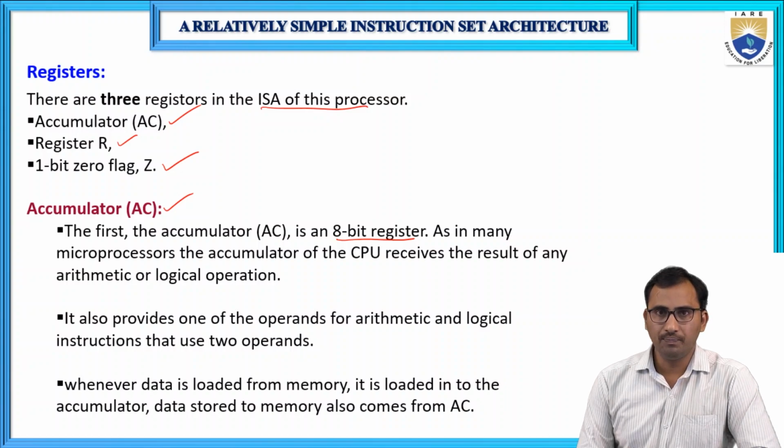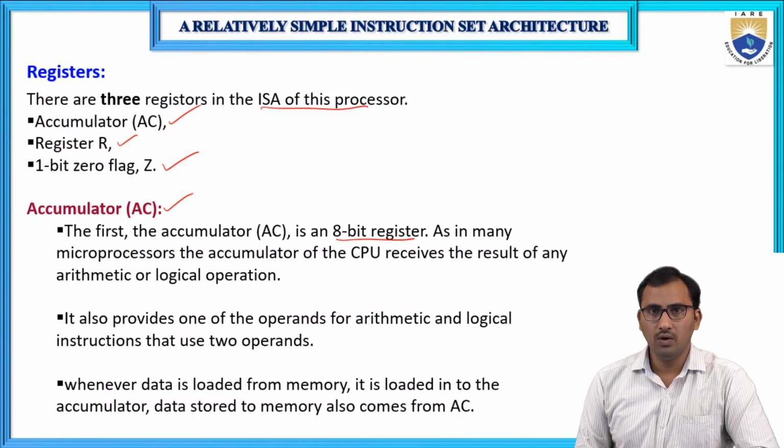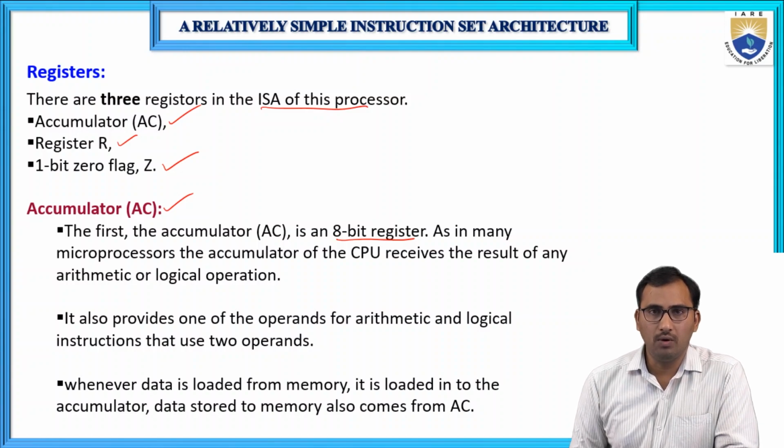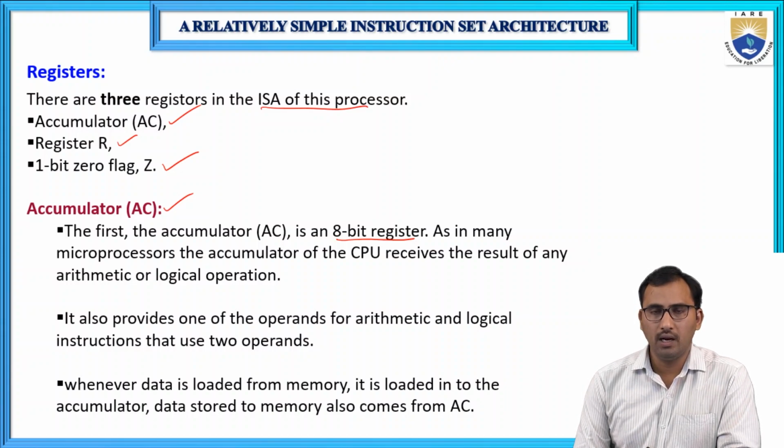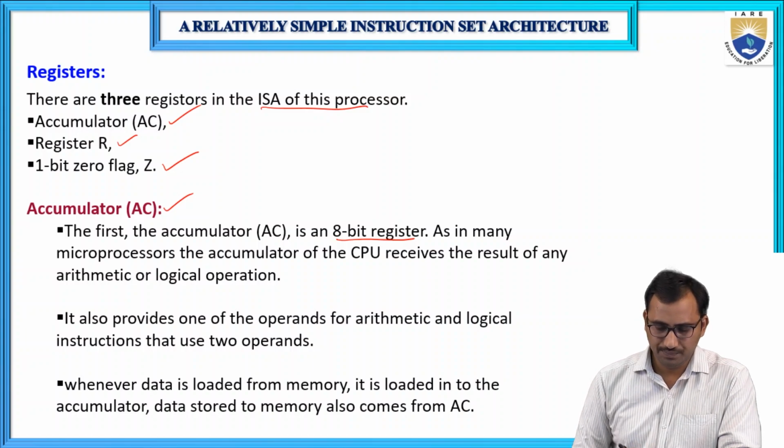So especially, the accumulator can act as a default register to store the results when you perform any arithmetic or logical operation. It also provides one of the operands for arithmetic and logic operations that use 2 operands. If you want to perform any operation, we require 2 operands, 2 values. One value will be stored in the accumulator and another value will be stored in some other register. So the accumulator can be used to store one of the operands in any arithmetic or logic operation.